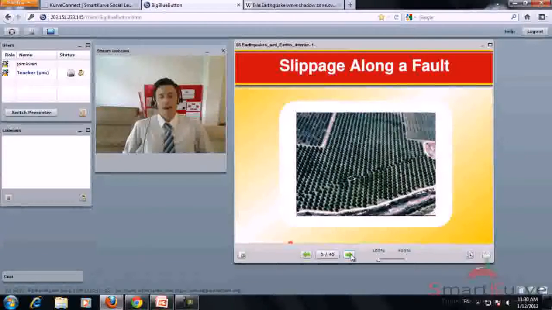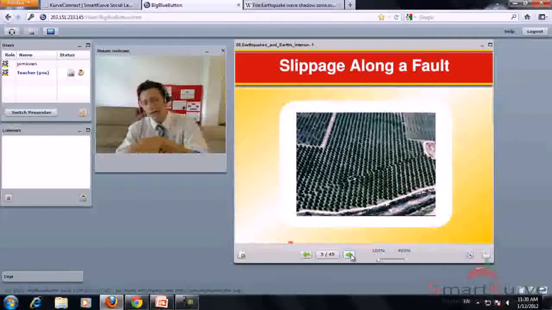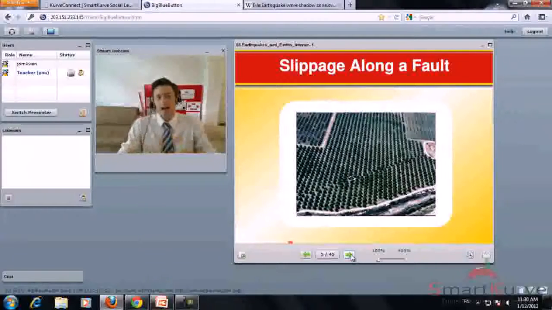On slide 5, we see an example of slippage. This looks like an example of a transverse fault, where you can see how those two plates have moved like this. There's not one plate pushing the other one down. There's not one plate pushing the other one up. They're just moving against one another, creating that line going across the middle of the picture.